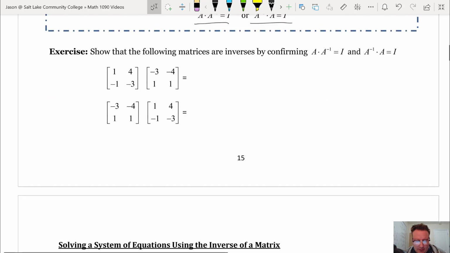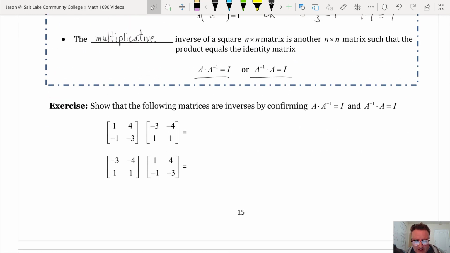Okay. Show that the following matrices are inverses by confirming that A times A inverse equals I and A inverse times A equals I. Okay, so I did those last matrix multiplications really quickly. Maybe, just for the sake of review, if that was difficult to follow, let's do these a little more carefully.